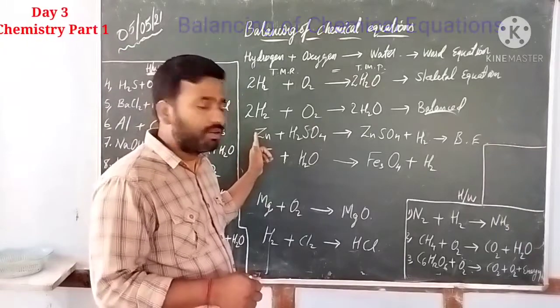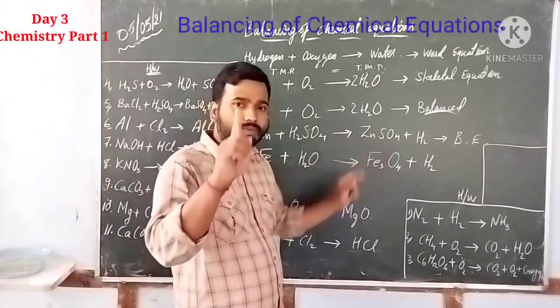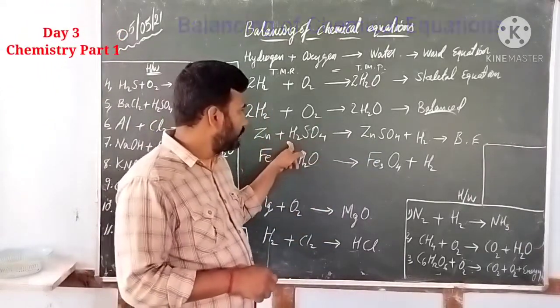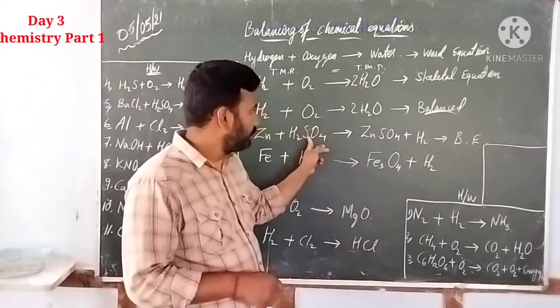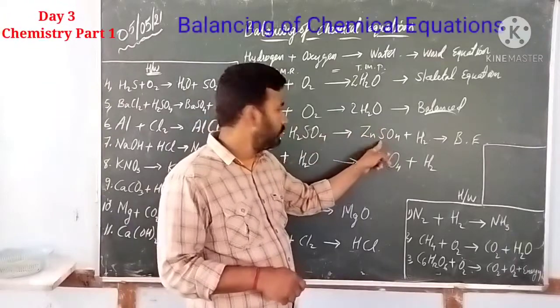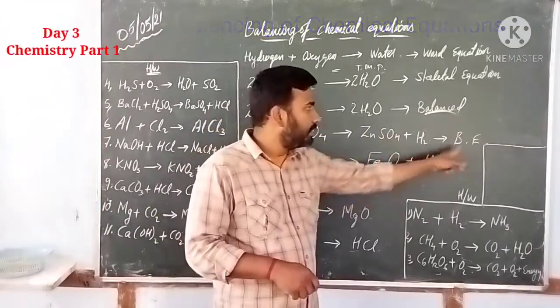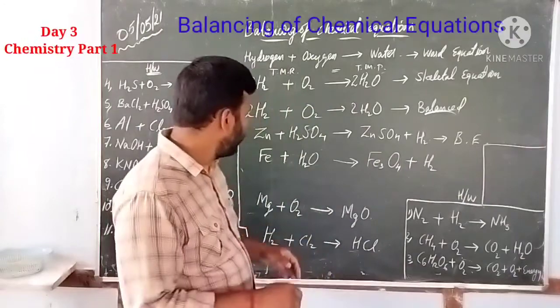On the left hand side we have 1 atom of zinc. On the right hand side also 1 atom of zinc. Then on the left hand side 2 atoms of hydrogen, and on the right hand side 2 atoms of hydrogen. Sulfate: sulfur 1 atom, here also 1. Oxygen 4, here also 4. So this equation is a balanced chemical equation.